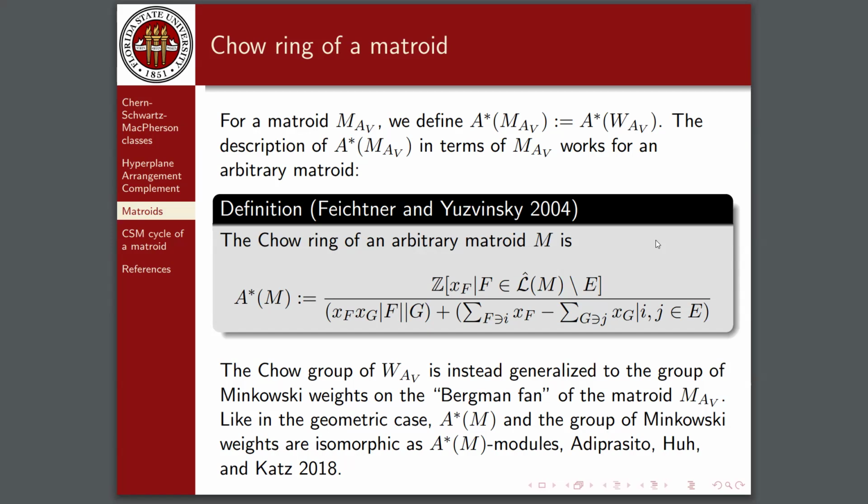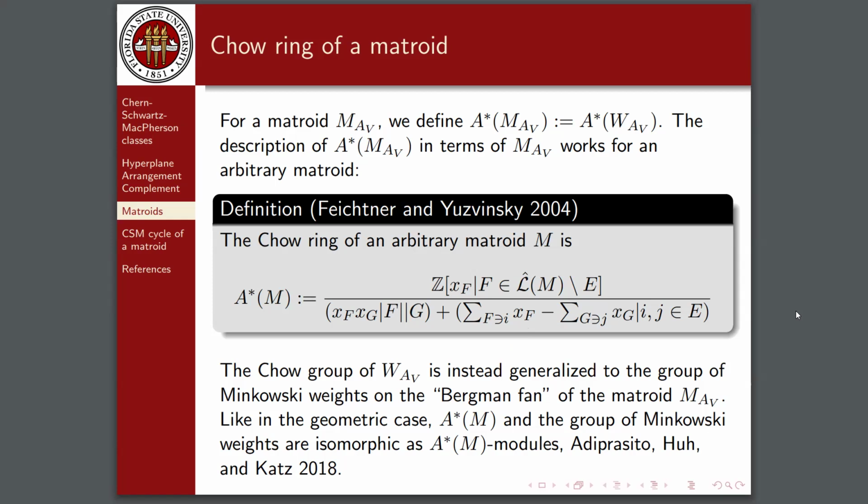it's become part of the business to see whether a class that you can define in terms of geometric things, such as the CSM class of the complement of a hyperplane arrangement, can be ported into the idea of just associating it to a matroid instead. For this, we generalize the concept of a Chow ring to the concept of the Chow ring of the matroid, but the Chow group is generalized instead by the idea of Minkowski weights on the Bergman fan. I won't talk about the structure of this in detail because it's not really important for the talk, but these are just two different presentations for the same underlying group of the ring that I describe over here.